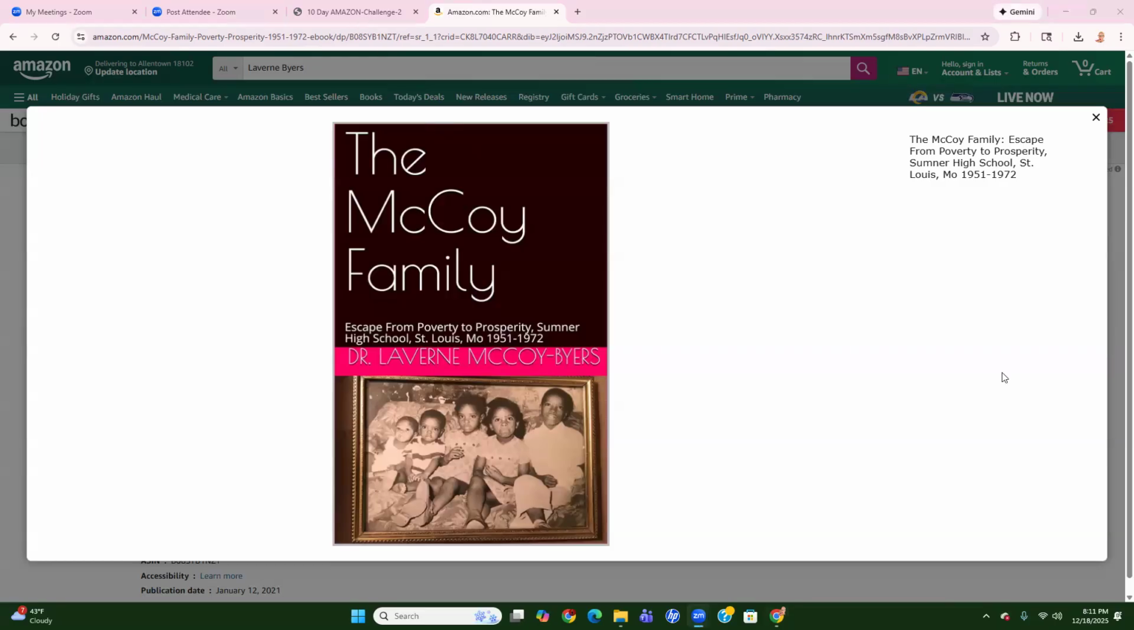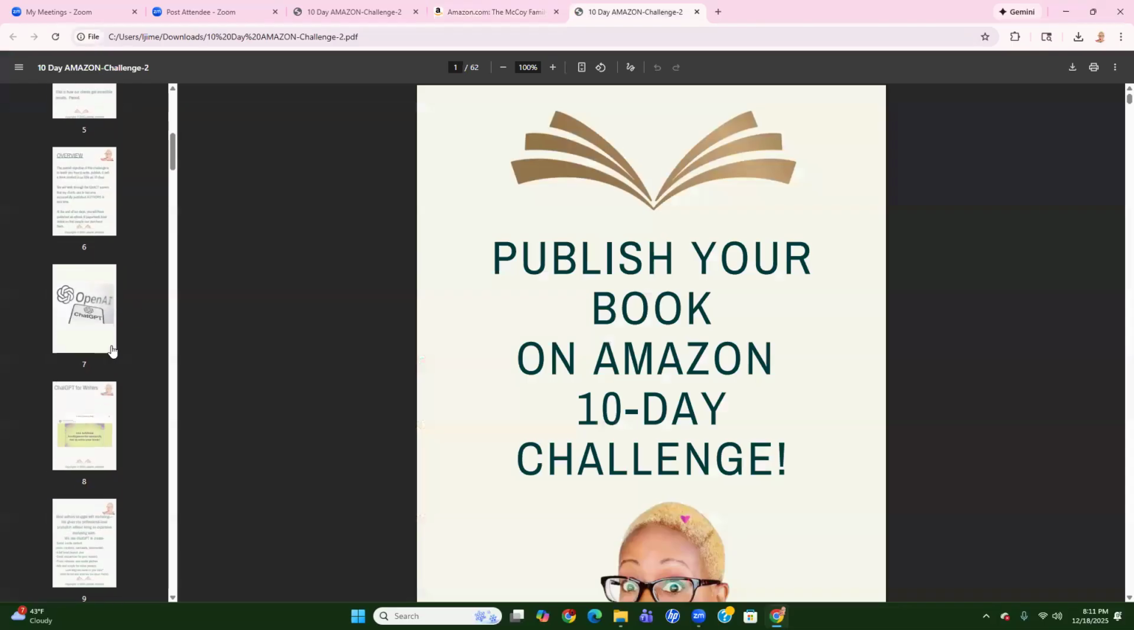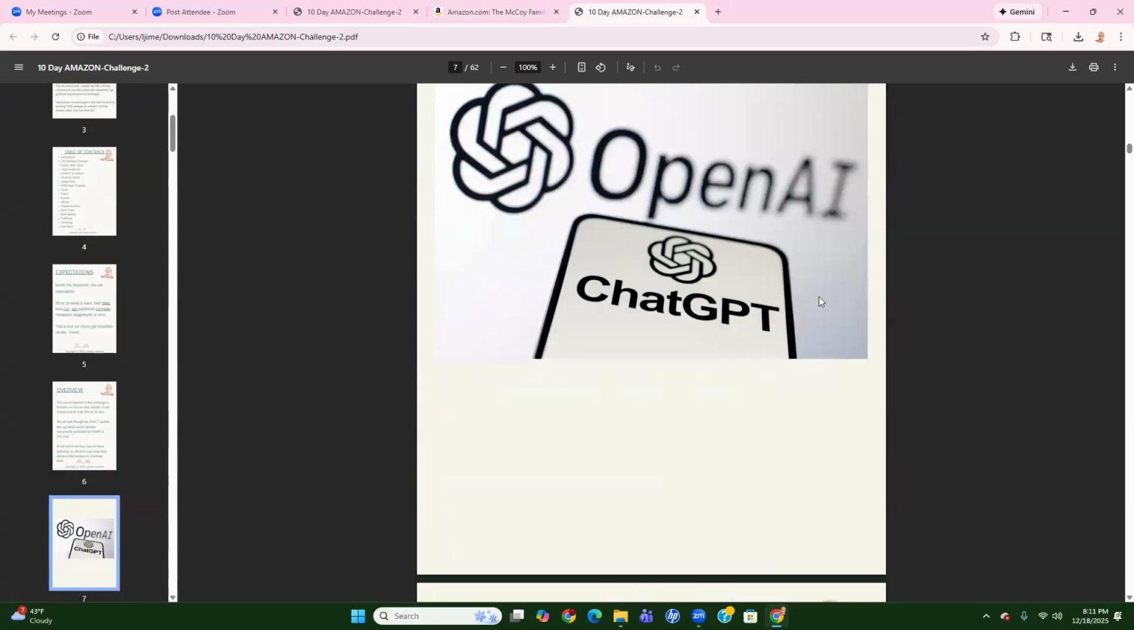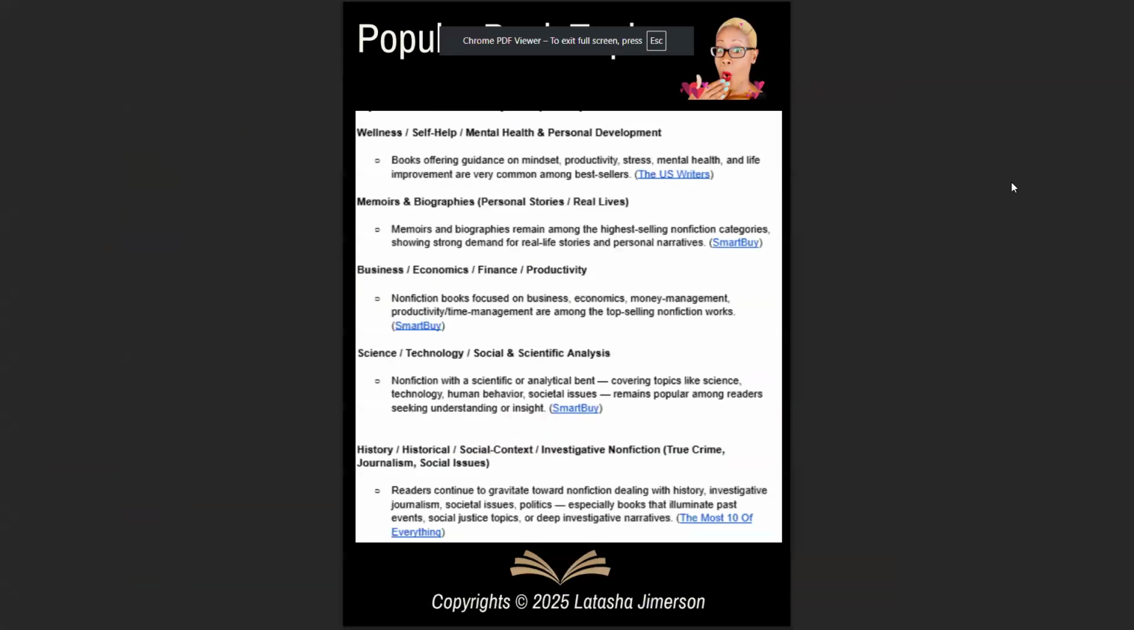Do you want to review real quick the categories? Let's go to the categories. The Amazon topics. Right here. Popular book topics. We've got wellness, self help, mental health, and personal development, memoirs and biographies, business, economics, science, technology, history, historical, social context. Okay, there's one, two, three, four, five big topics within the nonfiction world.